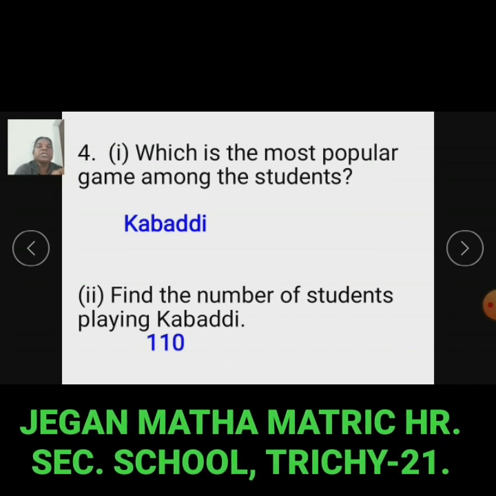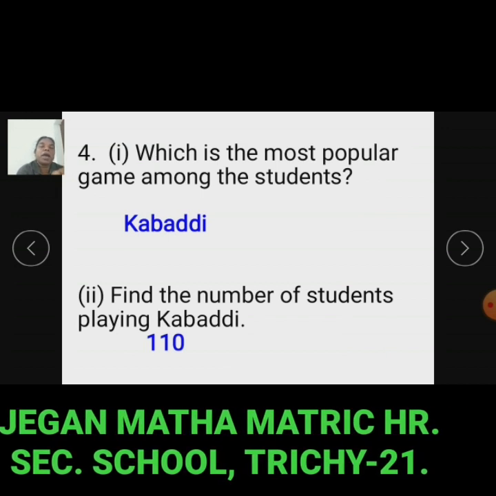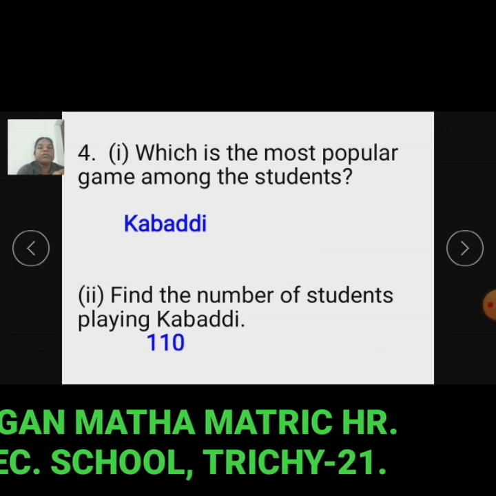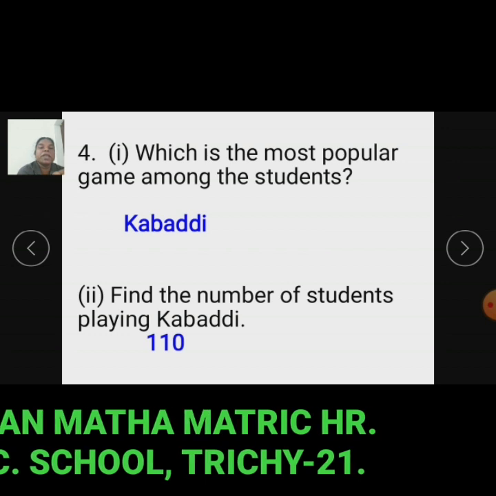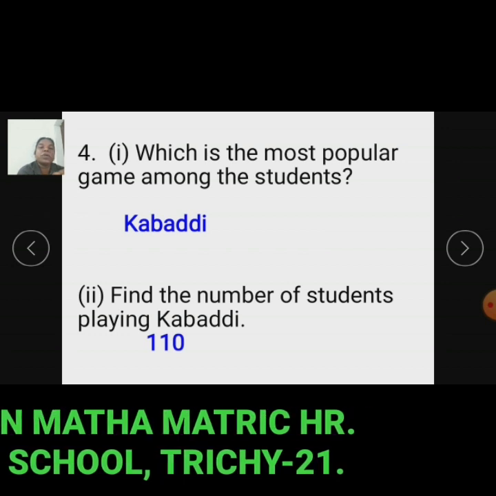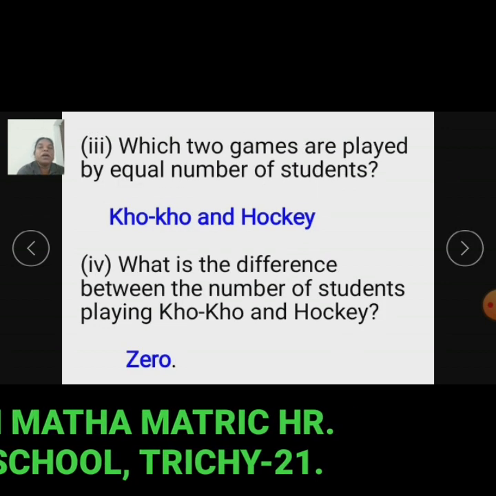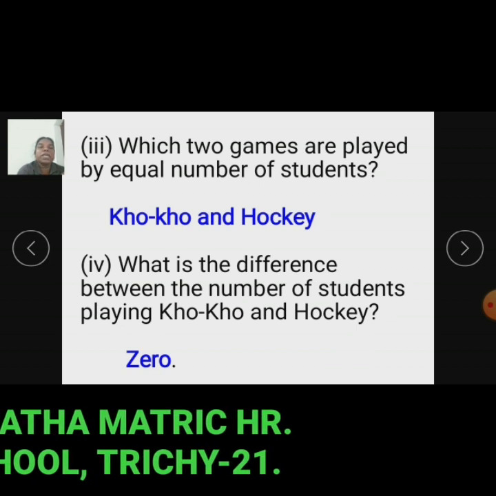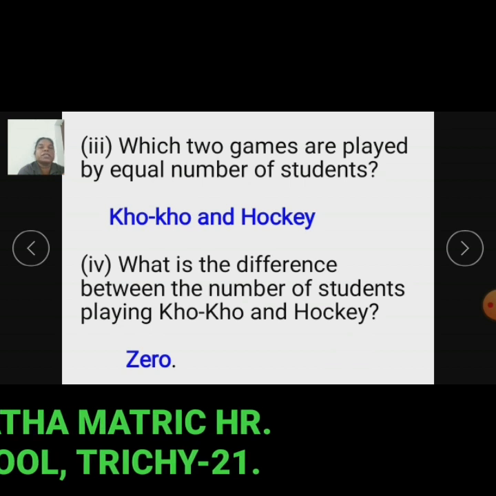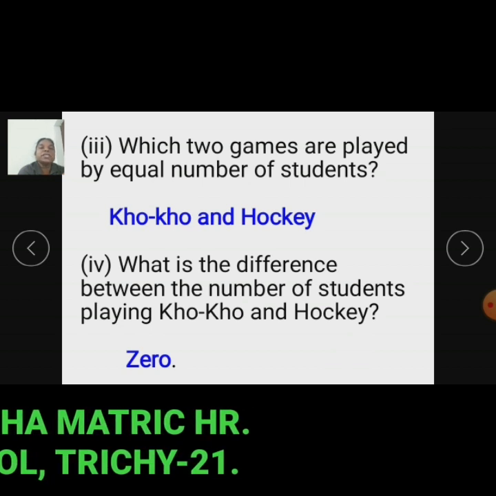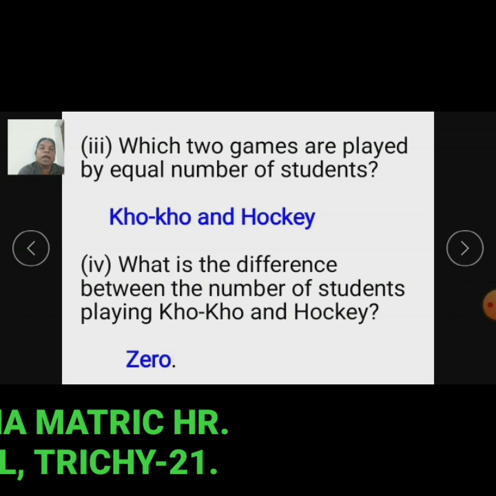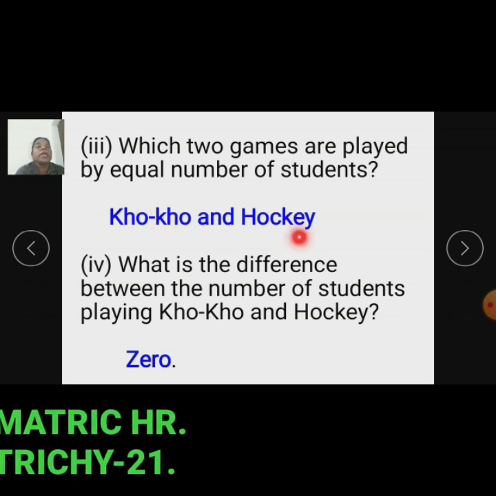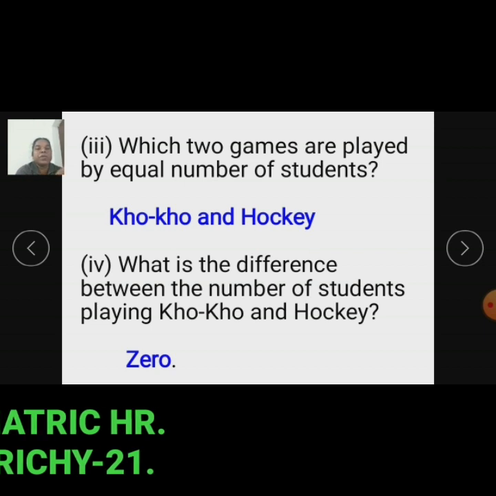Subdivision 1. Which is the most popular game among the students? Kabaddi. Subdivision 2. Find the number of students playing Kabaddi. 110 students playing Kabaddi. Subdivision 3. Which two games are played by an equal number of students? 90 students playing Kho-Kho and hockey. So, Kho-Kho and hockey are played by an equal number of students.